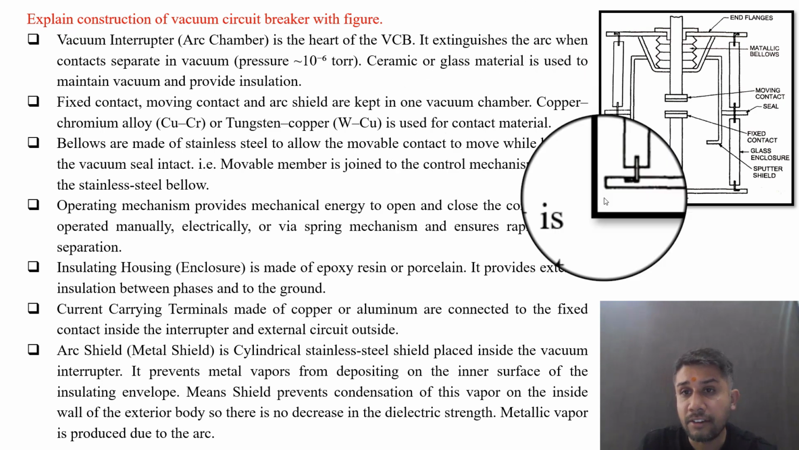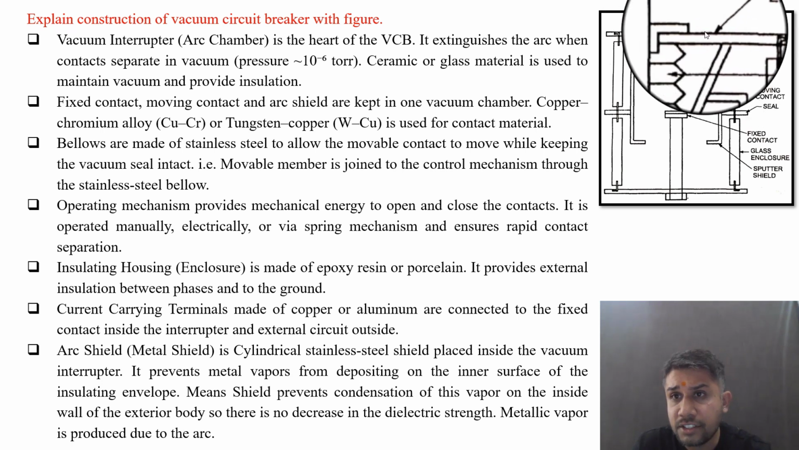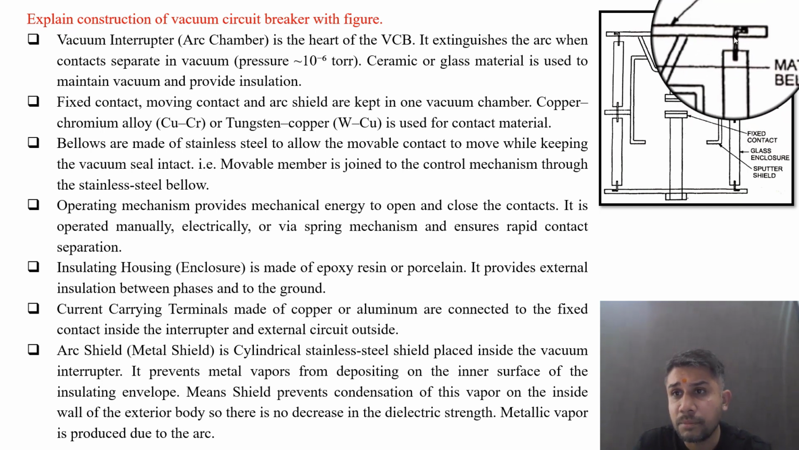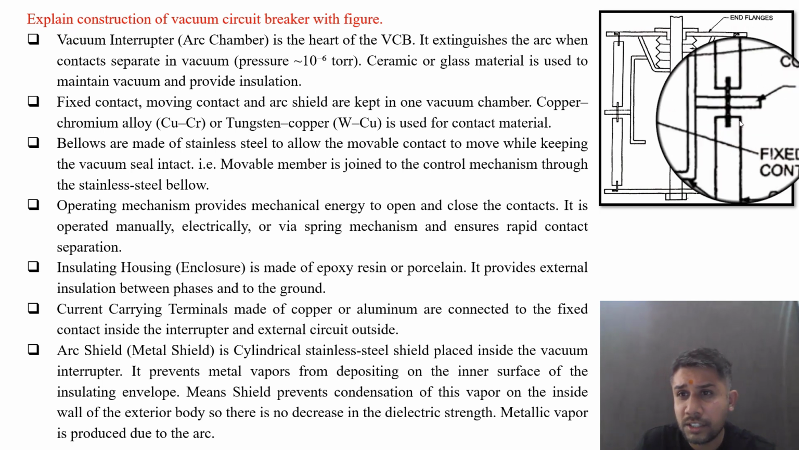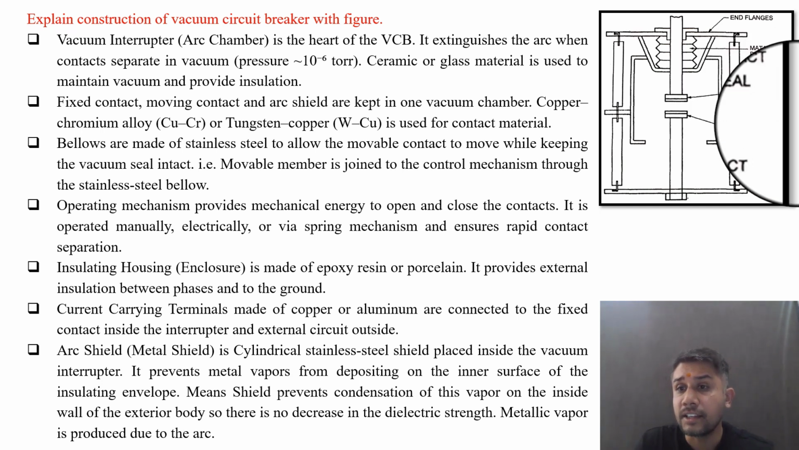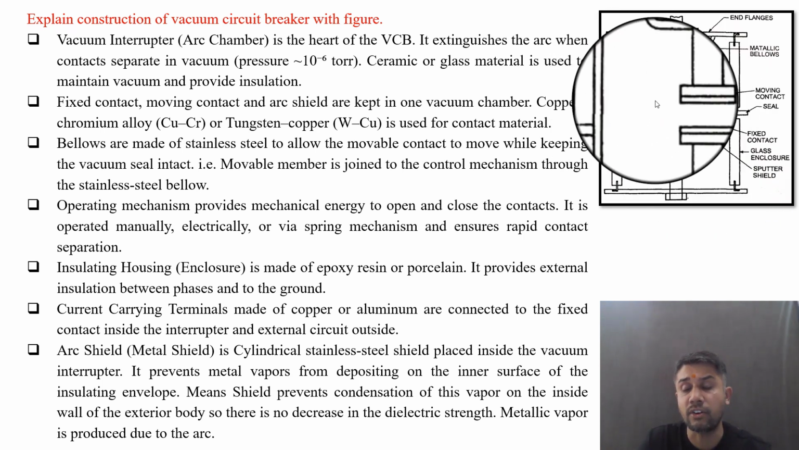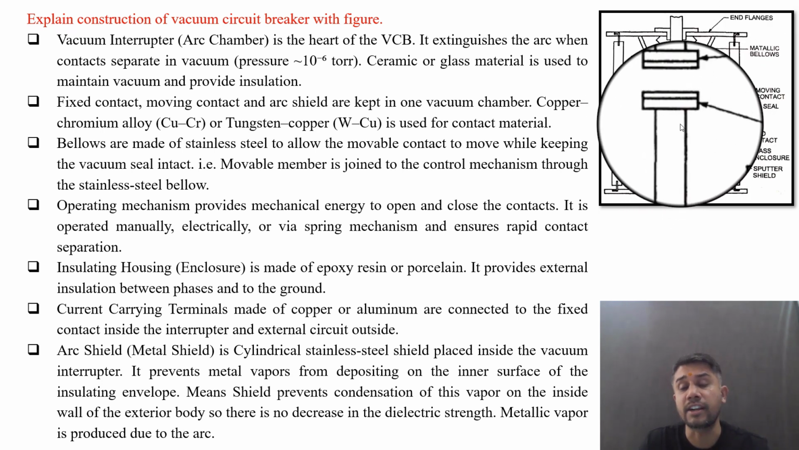So this is the complete figure. You can visualize this. This is the metallic bellow. These are the end flanges. Here you can see this. These are the end flanges. This is the connection in between. This is the outer glass enclosure. Here you can see this. This is the airtight seal or the vacuum seal intact, and this is the sputter shield, that is the arc shield or metallic shield that is provided on either side of the contacts. So this is the moving contact and this one is the fixed contact. So this is the basic constructional detail of vacuum circuit breaker with a proper figure.